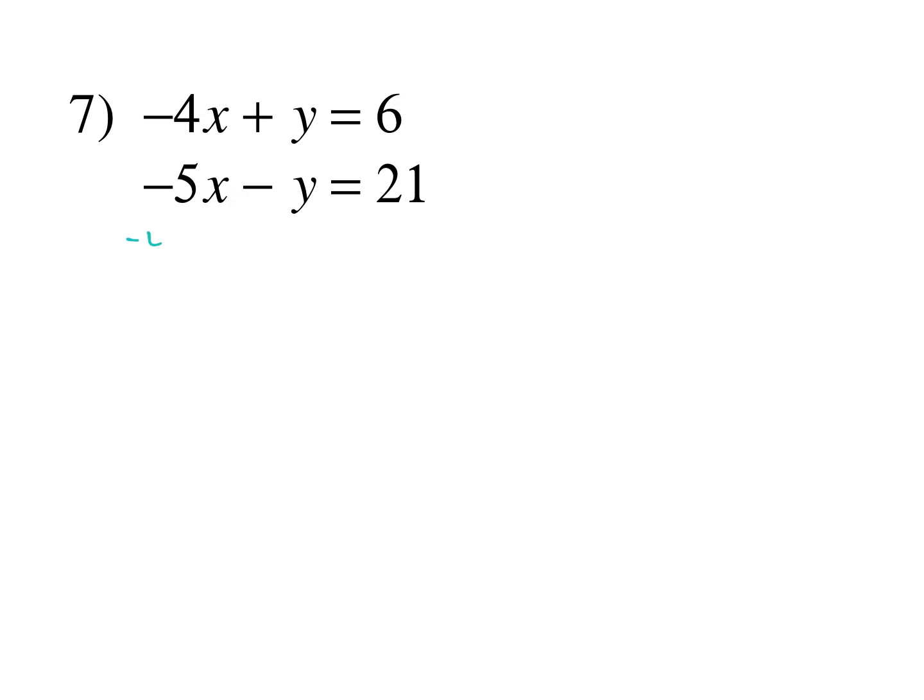If you take the negative 4x plus y is equal to 6, the only thing that you have to do to solve for y for this one is to move the 4x over. So we would just add it to both sides.